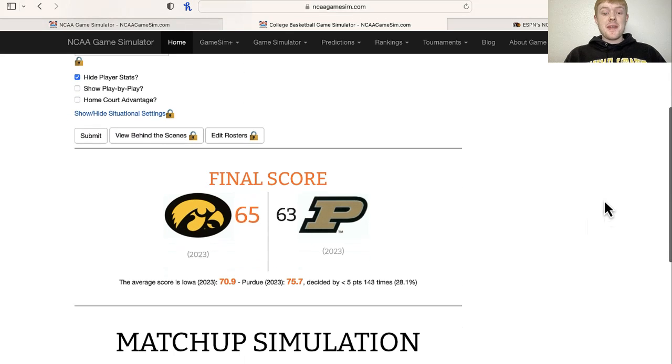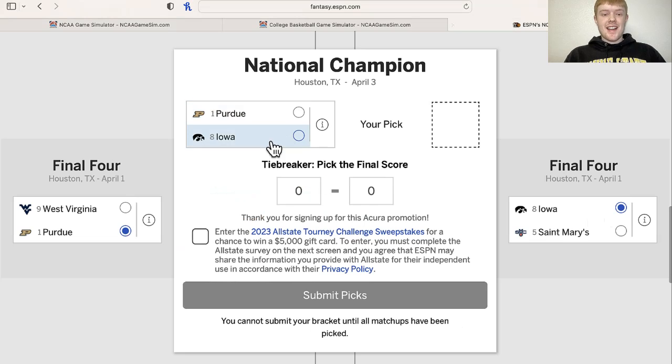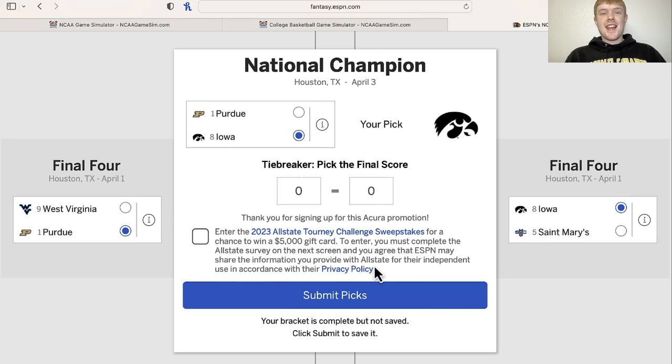And it looks like it's going to be Iowa. Iowa upsets Purdue, and they win the championship game. Wow, I did not see that coming. So it looks like Iowa is going to be your national champions, according to NCAAGameSimulator.com.